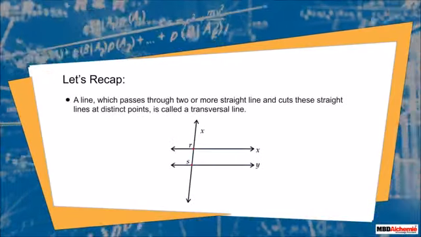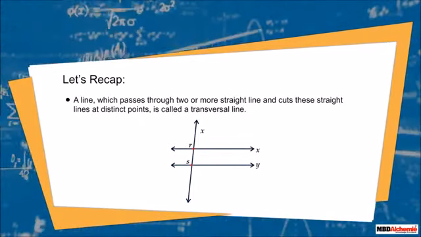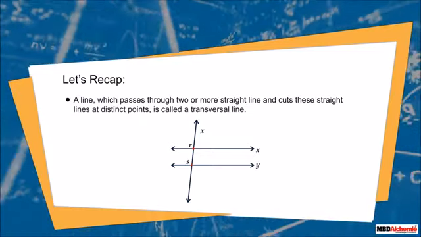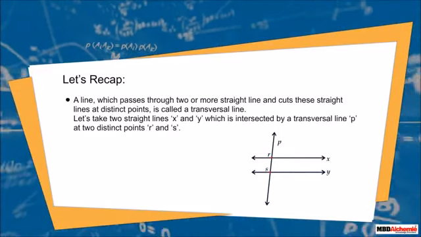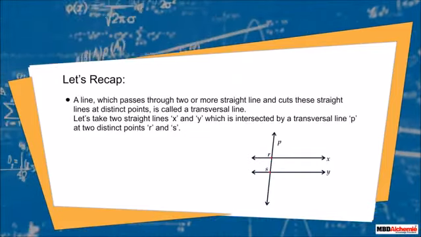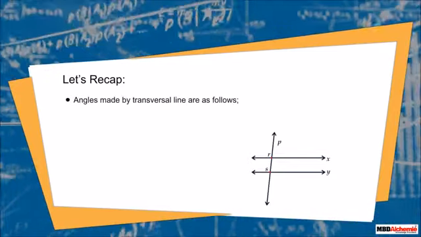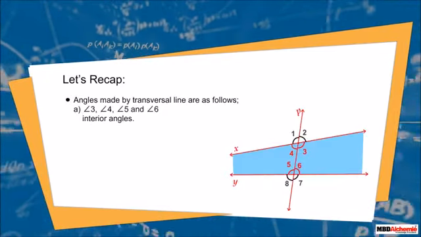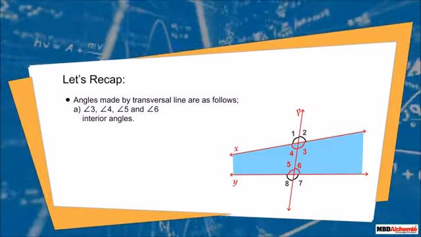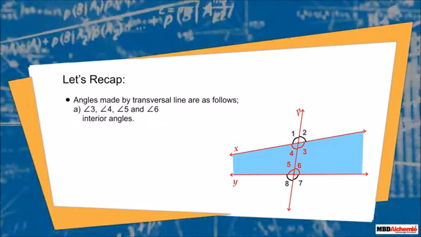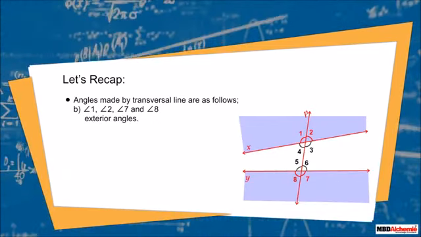A line which passes through two or more straight lines and cuts these straight lines at distinct points is called a transversal line. Let's take two straight lines x and y, which are intersected by a transversal line P at two distinct points R and S. Angles made by the transversal line are as follows. A: angle 3, angle 4, angle 5, and angle 6 are called interior angles.